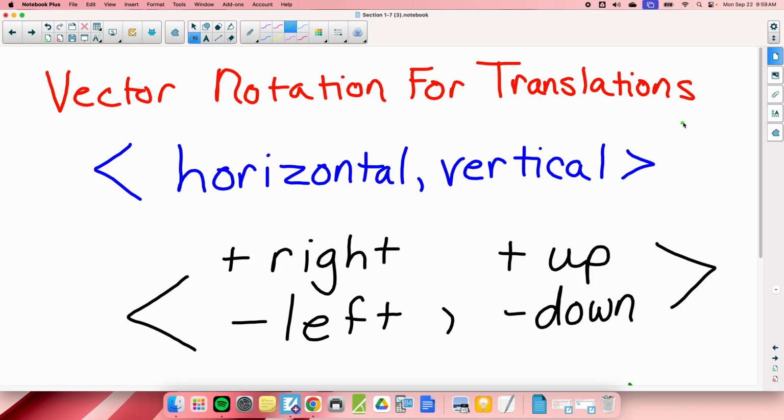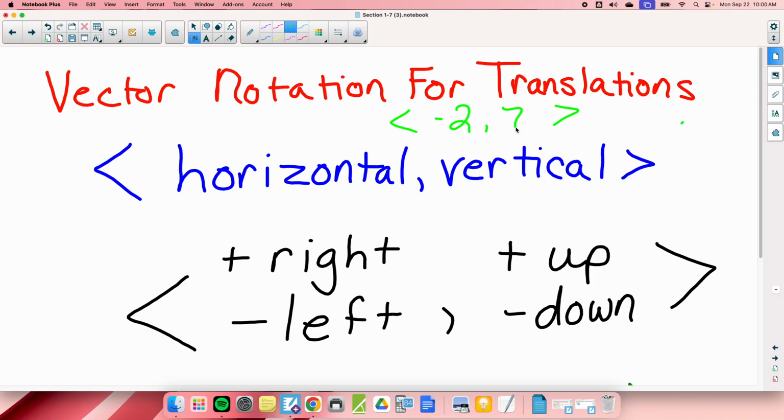Okay? All right. So the next thing we're going to talk about today is something called a translation. And you'll see the words here, vector notation for a translation. What they mean by a vector, you guys, is they're gonna give you 2 numbers in these arrows, one pointing to the left, one pointing to the right. This one might be -2 and this one might be a +7. And what those two numbers are telling us is where to move our points, okay?